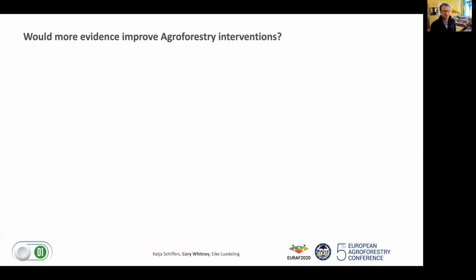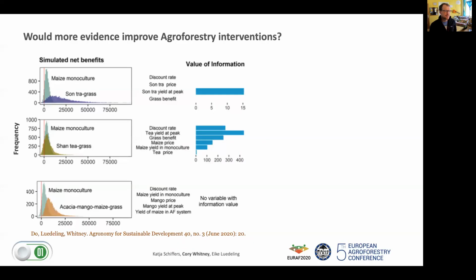So back to our example from Vietnam, the discount rate of the farmers was consistently important for a factor right across the simulations. Due to the long time frame of agroforestry practices, which can take several years to begin producing substantial benefits, farmers have a strong preference for the present day net benefits over future benefits, and they value present payoffs much more highly than long-term profits in their decision-making.